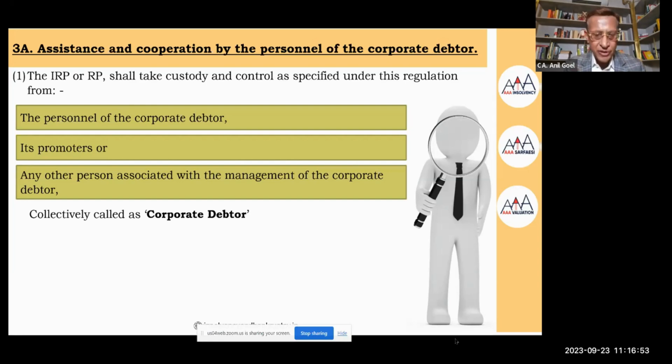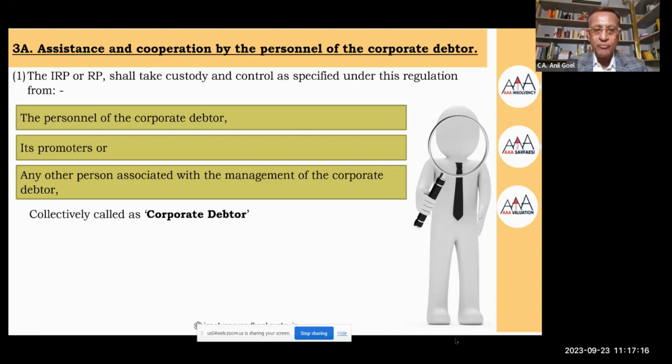Now, in our conversation, let us first understand what is corporate debtor. This regulation 3A, which was inserted by the IBBI on 18th of September 2023, first of all says that the IRP or the RP shall take custody and control from the personnel of the corporate debtor.